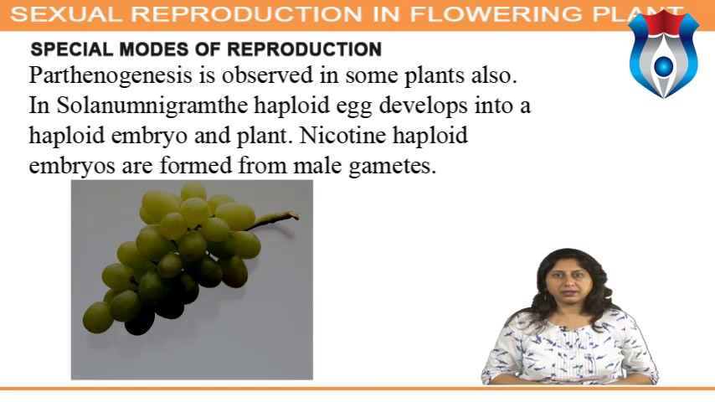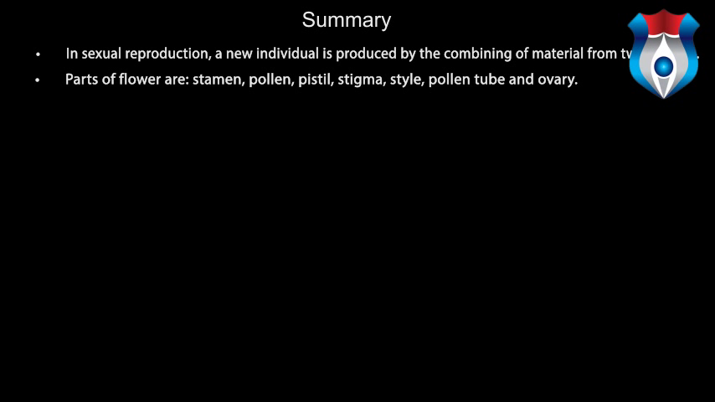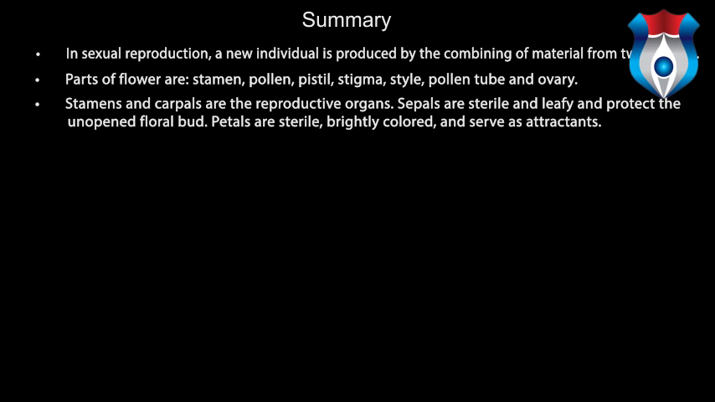Now in the end, let us summarize what we have learnt in this lecture. In sexual reproduction, a new individual is produced by the combining of material from two parents. Parts of a flower are stamen, pollen, pistil, stigma, style, pollen tube, and ovary. Stamens and carpels are the reproductive organs. Sepals are sterile and leafy and protect the unopened floral bud. Petals are sterile, brightly colored, and serve as attractants.